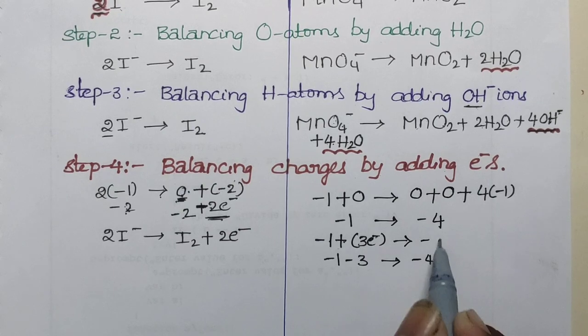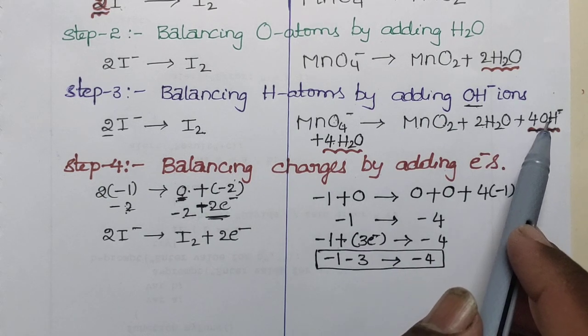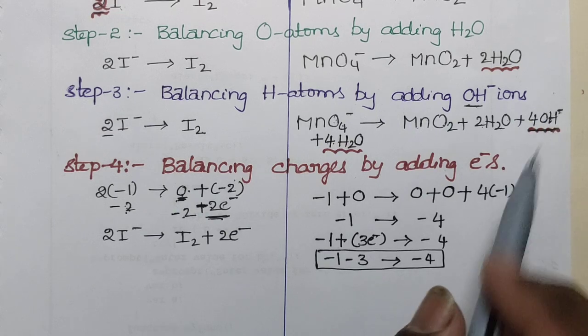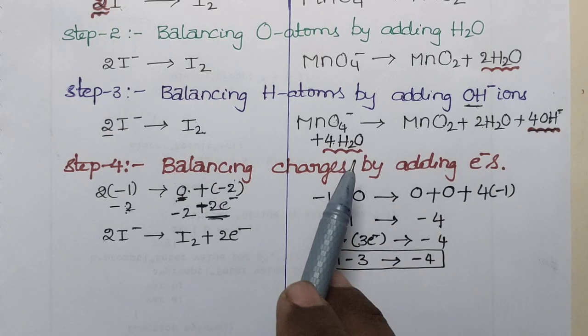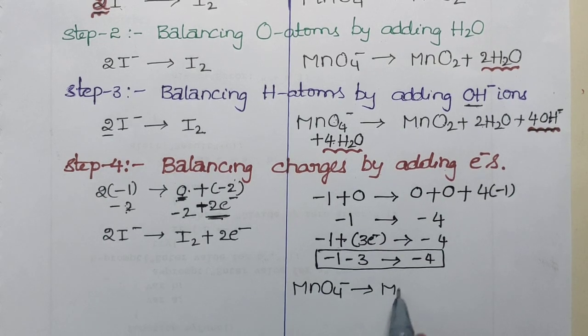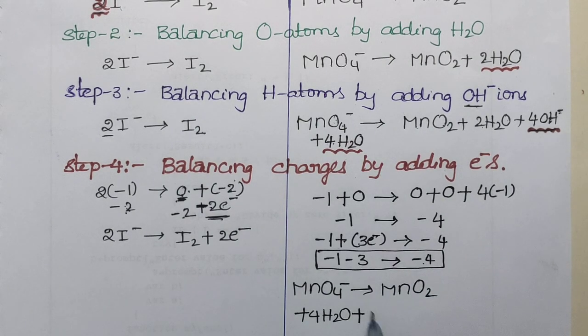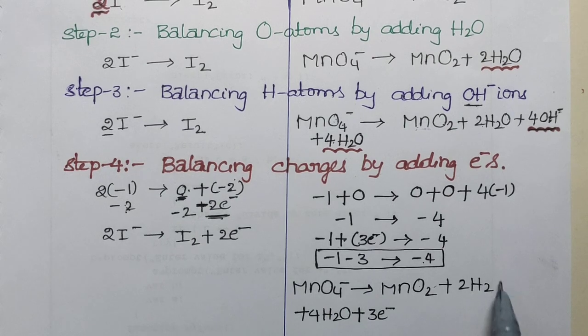If this method is difficult, we just have to remember which side you are adding OH minus ions; on the opposite side, electrons are added. On whichever side the OH minus ions are, we add electrons on the opposite side. So the equation becomes MnO4 minus plus 4H2O plus 3 electrons gives rise to MnO2 plus 2H2O plus 4OH minus.